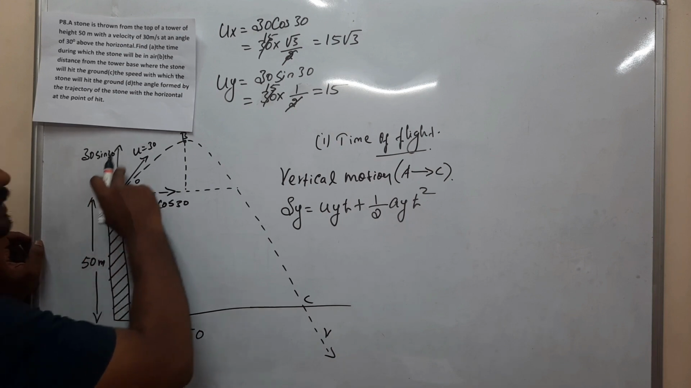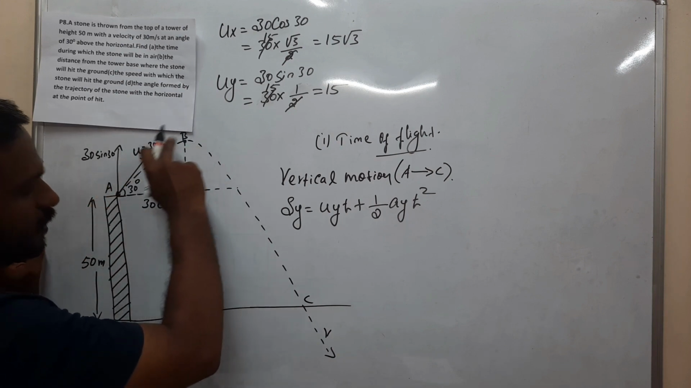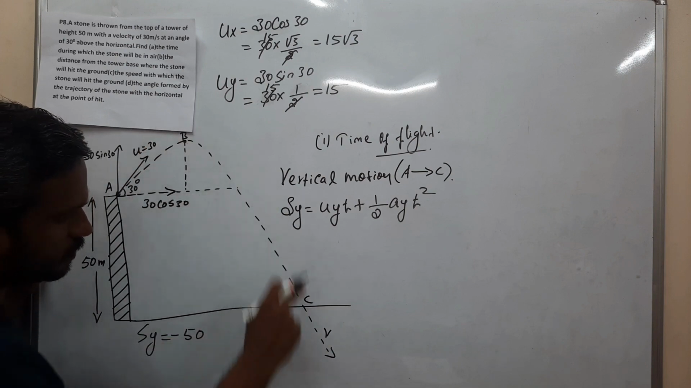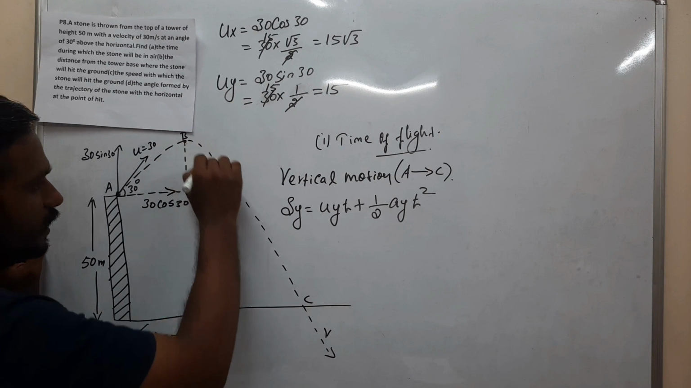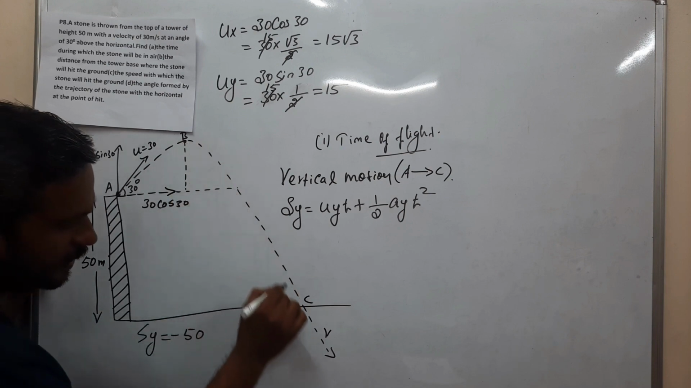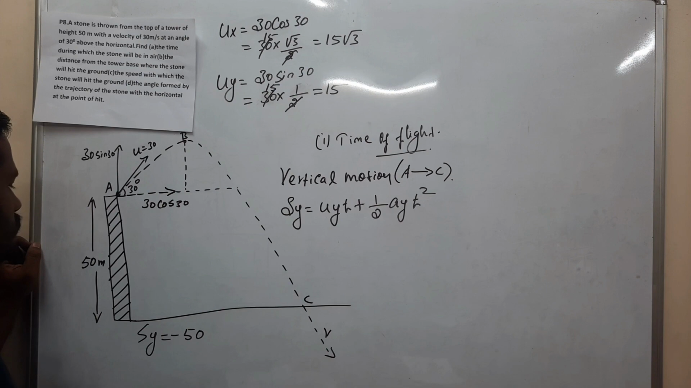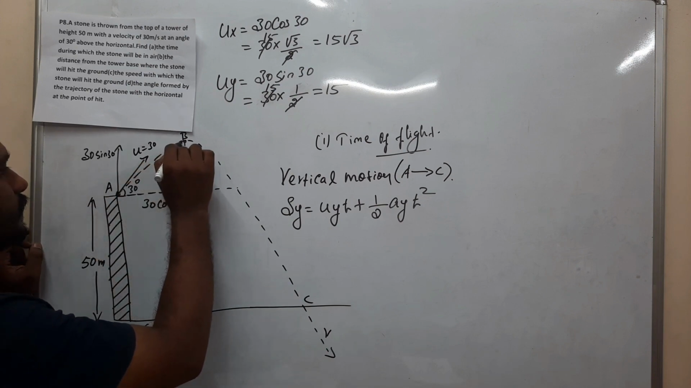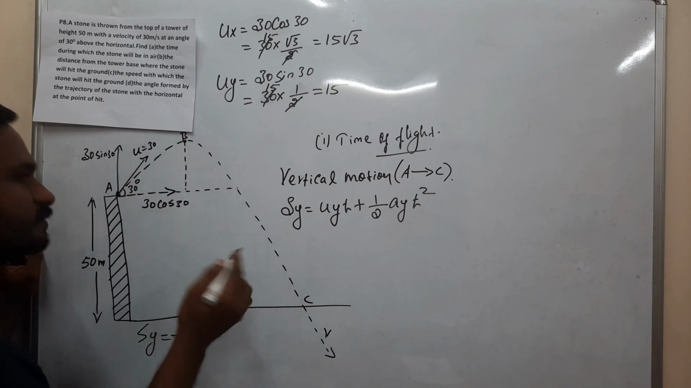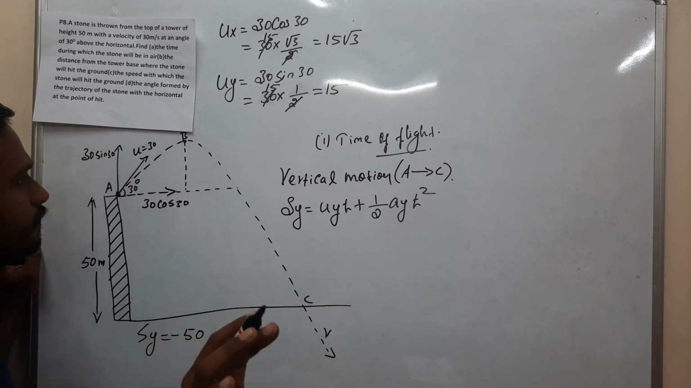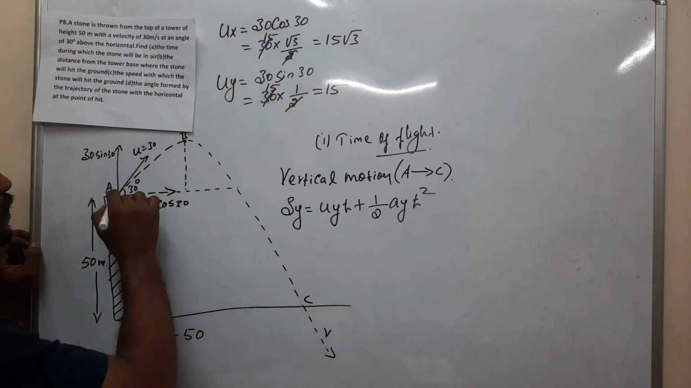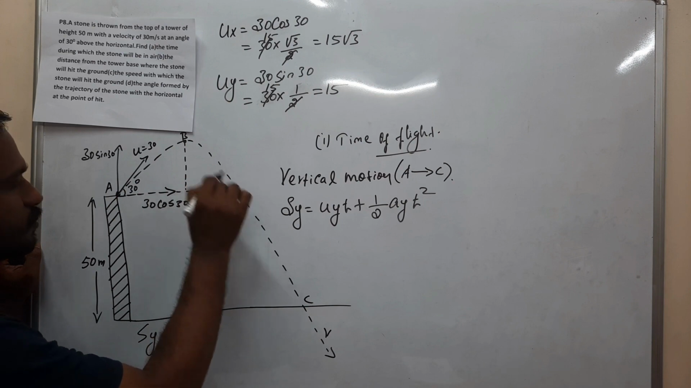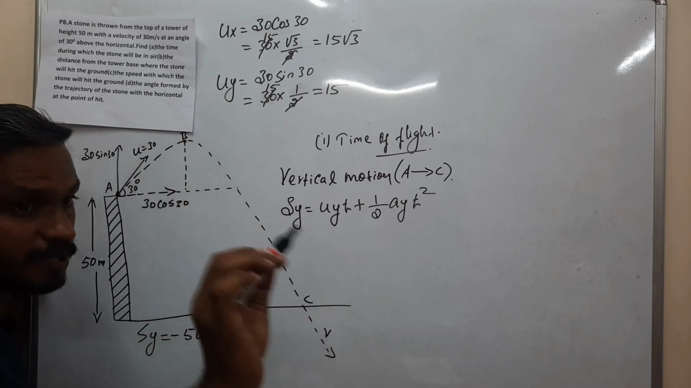So I am considering the vertical motion, that is from A to B, A to C. So when the ball is projected from here, it reaches this maximum height and comes to this position and again comes to the ground. So when the object goes here and comes to the same level, the displacement is equal to 0. The distance between the initial point and final point is 0.